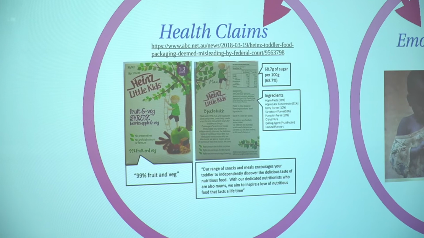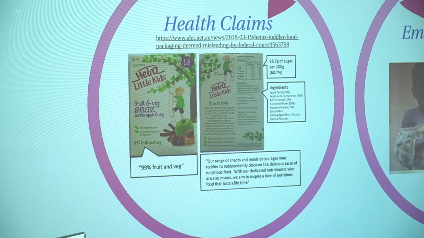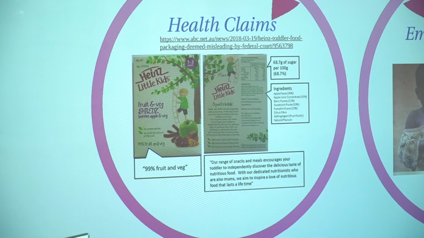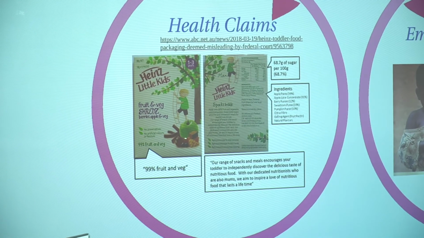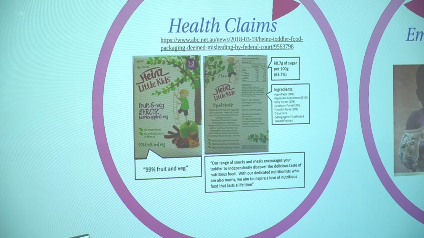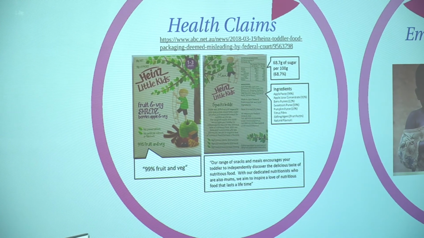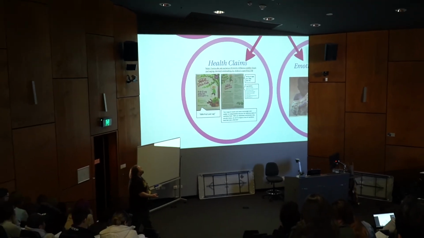But here, Heinz in Australia had to pay out a hell of a lot of money for this product, which is called Fruit and Veg Shreds. Oh, doesn't it look healthy? A little munchkin climbing a giant apple to go into the tree. Marketed at 1 to 3 years old. And of course, 99% fruit and veg. That looks really healthy, doesn't it?